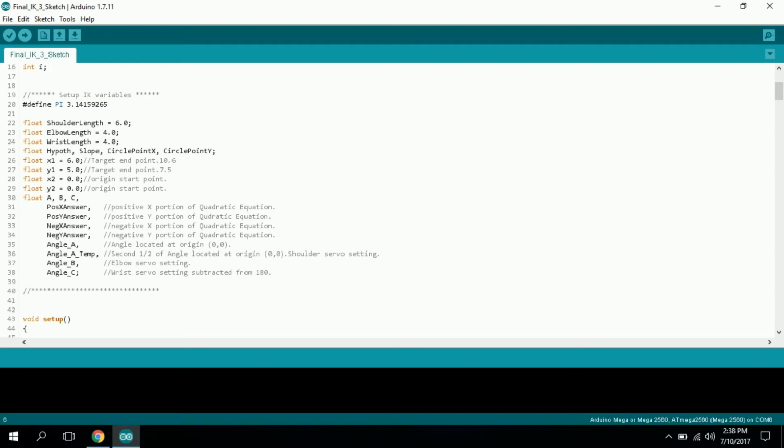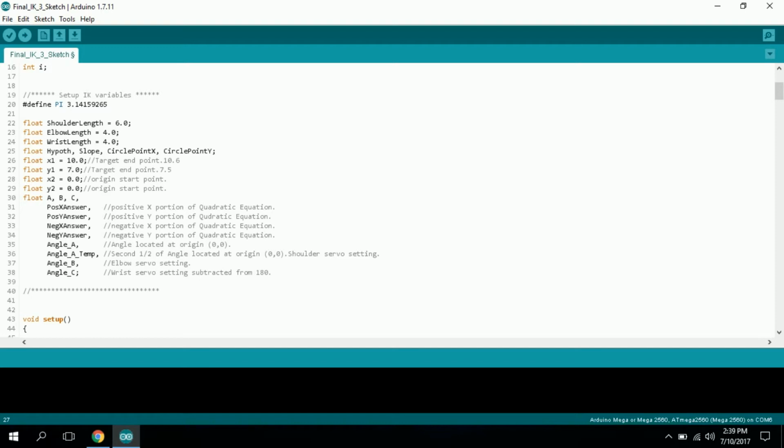Here I have the target endpoint. I tried some other endpoints here just to see if the calculations came out right, and they did. So in this case, it's 6, 5. I think in our example, it's 10, 7, I believe. 10, 7. I can put that back now. 10 and 7. Our origin is always 0, 0.